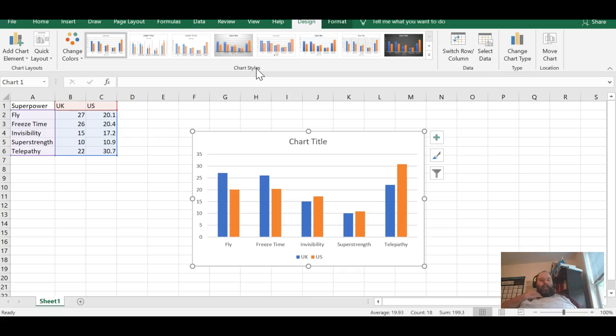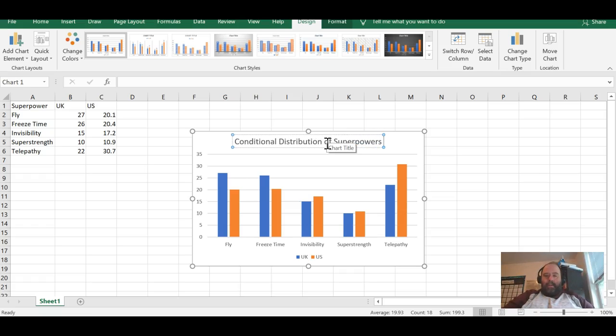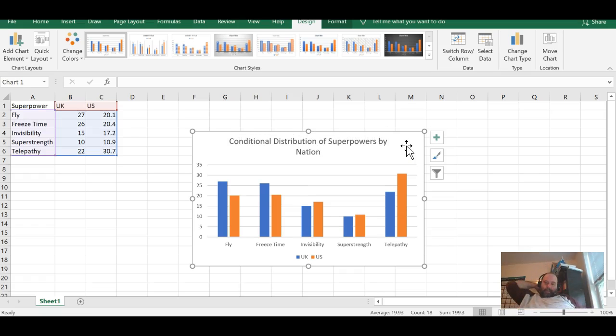There it is. Okay, so this is my conditional distribution of superpowers by nation. There we go. Right. So there we go. We have an appropriate graph. That would be part B of the problem.